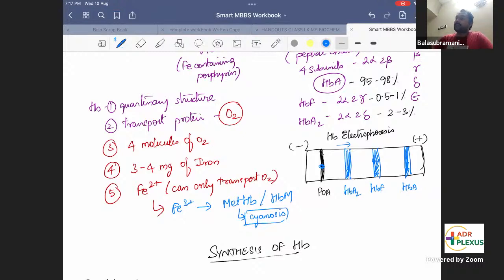There is another fraction which is even more powerful than the HbA. It can run even farther than the HbA. This is called Bart's hemoglobin. I will come to Bart's hemoglobin towards the end of the session.